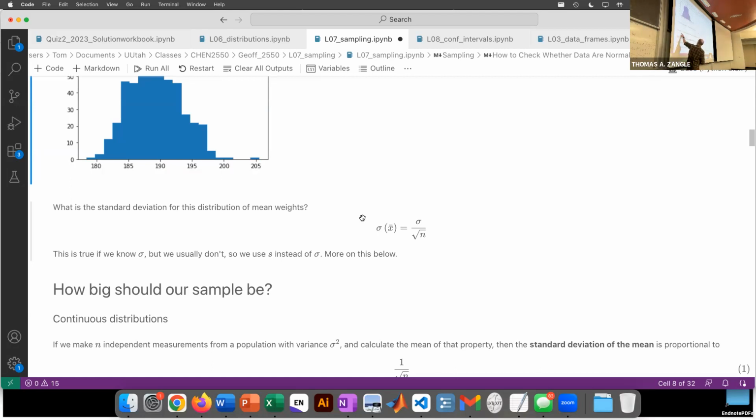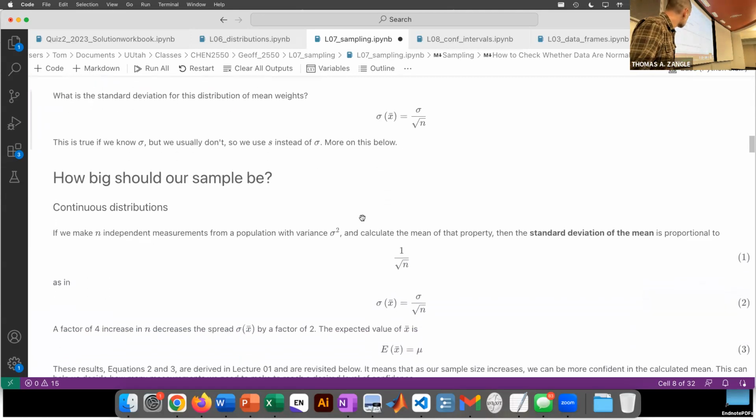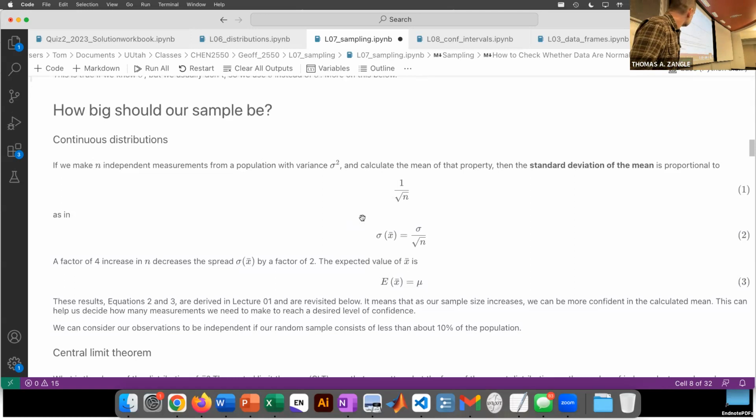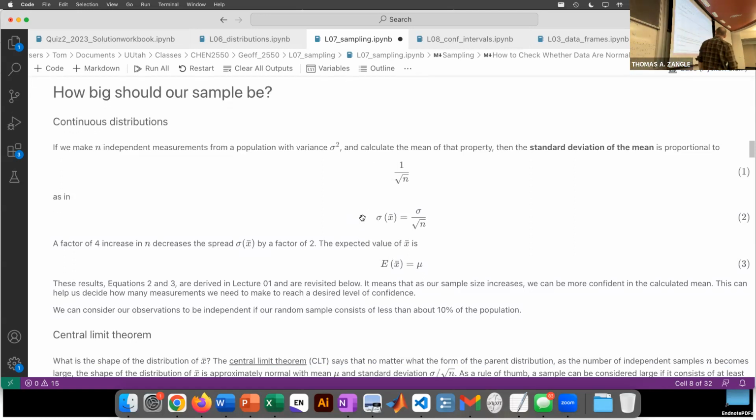A note here, a caveat, is that we don't usually know the population standard deviation, that's sigma. Normally we know the sample standard deviation, S, instead of sigma, and this is going to have some implications for the way that we actually compute this, but we'll talk a little bit more about that. So now we can start to look at how big our sample should be, right? So we can start to say something about how big our sample can be, should be.